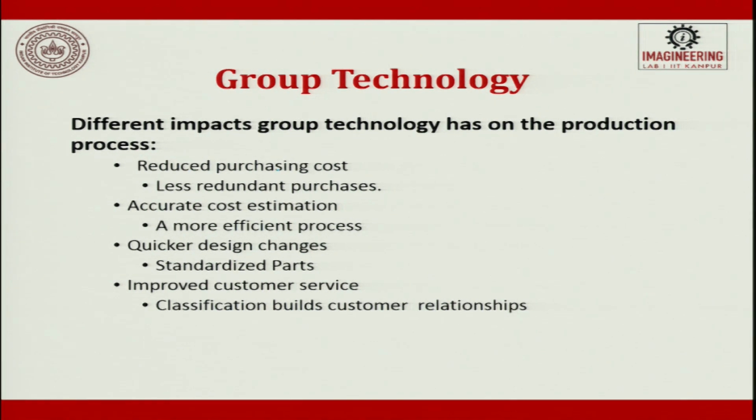It reduces purchasing cost, redundancy is reduced, accurate cost estimation can happen, quicker design changes can happen because you have standardized the part. So, when there is a small change you have to do some modification on the standard process plan. Improvement in the customer satisfaction because you have reduced the lead time. So, classification builds customer relationship. These are the different impacts group technology has on the production process.